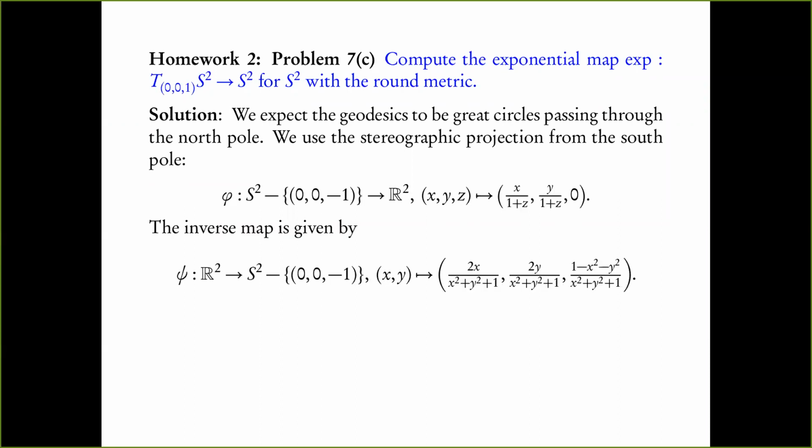So what is the inverse map? Well, this is also something that we talked about. The inverse map is given by 2x over (x squared plus y squared plus 1), and 2y over (r squared plus 1), and (1 minus r squared) over (r squared plus 1). Right? Okay, so fine.